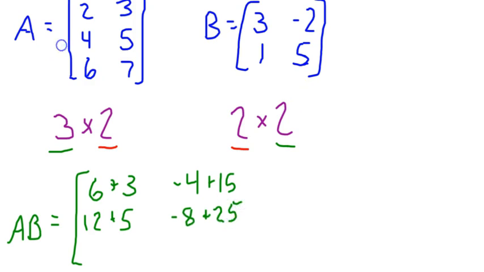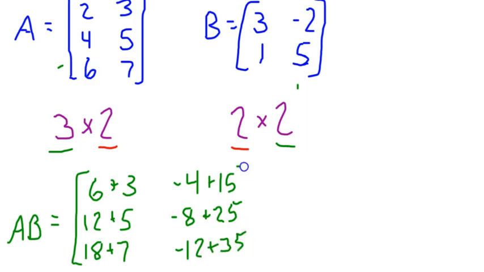Now we finally move to row 3 and column 1. 6 times 3, we get 18. 7 times 1 plus 7. Now we're going to move to column 2. So 6 times negative 2, we get negative 12. 7 times 5 plus 35.